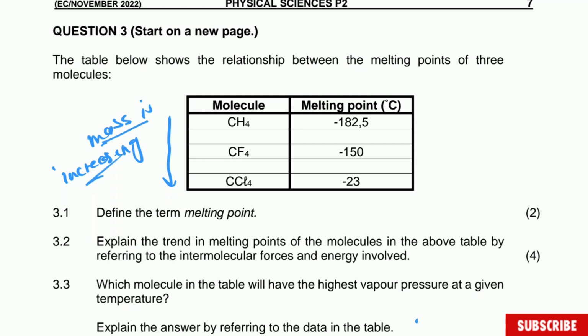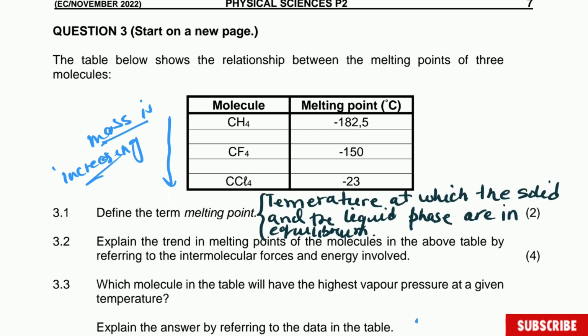Question 3.1, define the term melting point. And we can say that a melting point is the temperature at which the solid and the liquid phase are in equilibrium. You'll get the mark if you say that.